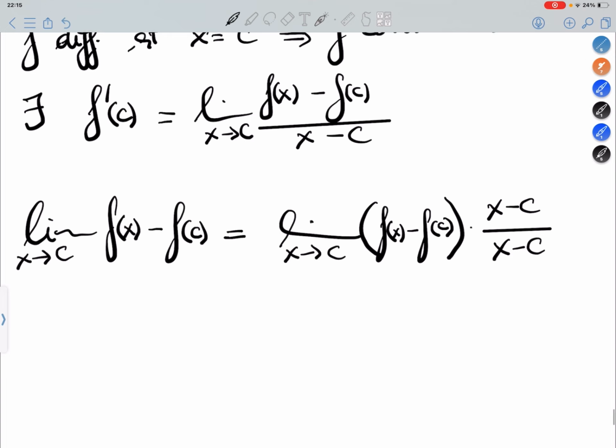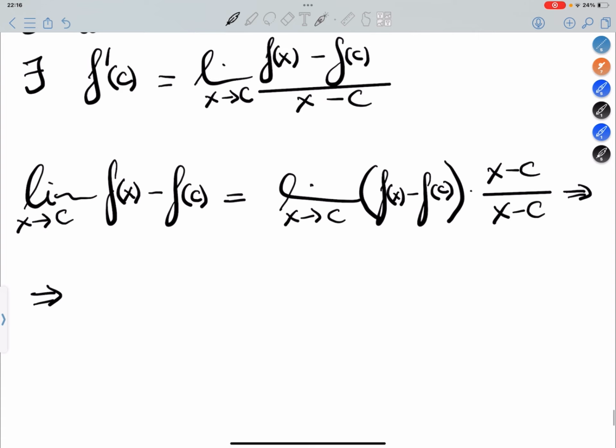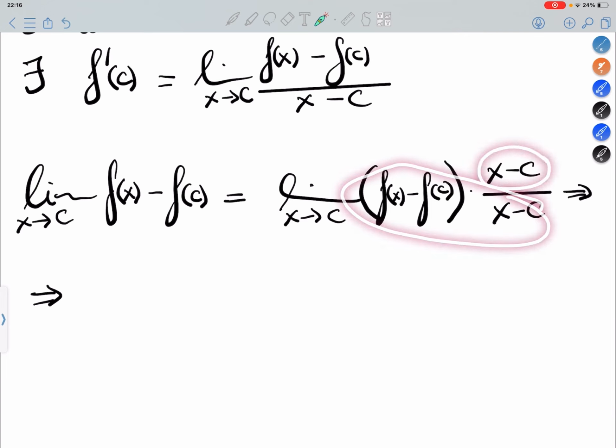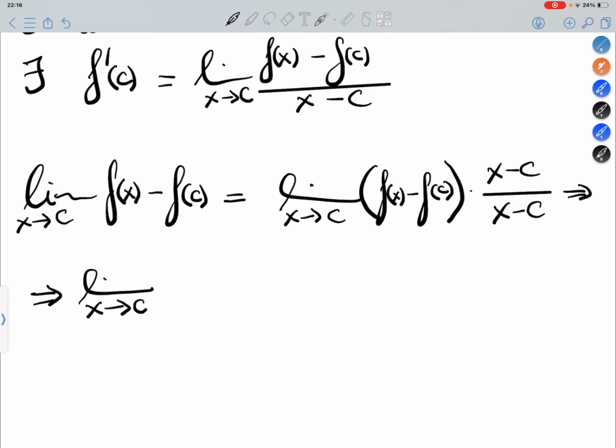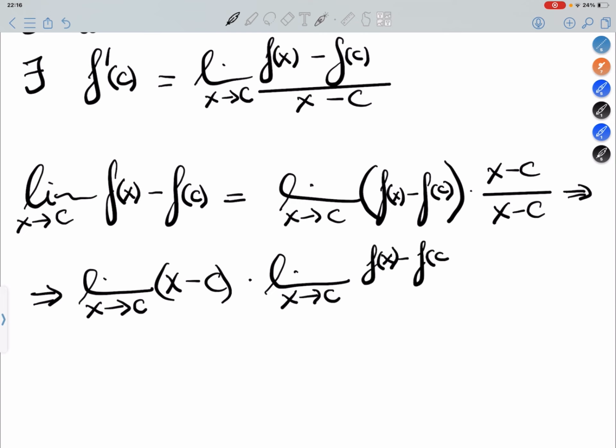This is basically multiplying by 1, because if these two cancel out, we're gonna get the same thing, right? This is done so that we can use properties of limits. So this is basically a product, and we know that the limit of the product is equal to the product of the limits. So this is equal to the limit as x tends to c of x minus c times the limit as x tends to c of f of x minus f of c over x minus c. So we have separated these two, right?